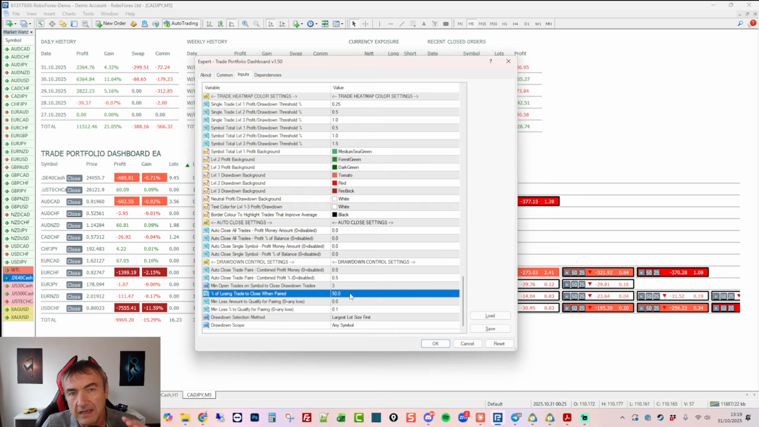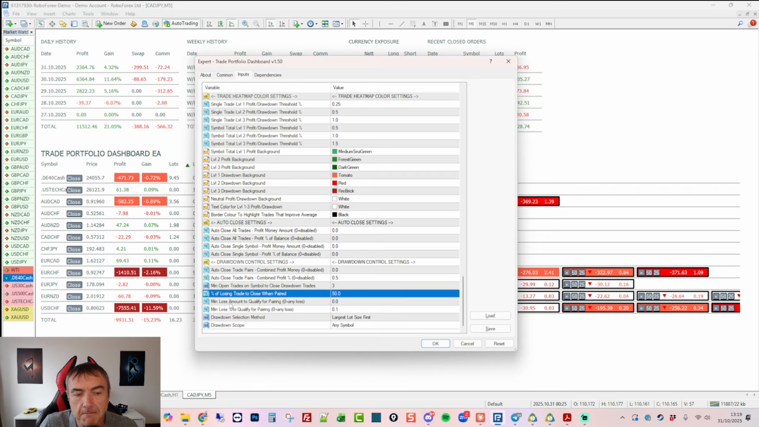We designate an amount that we want to close out of these trades that are in drawdown. So if we select 50% in here, it will close out a minimum of 50% of the trades that are in drawdown. But these trades in drawdown must have two qualifying factors.